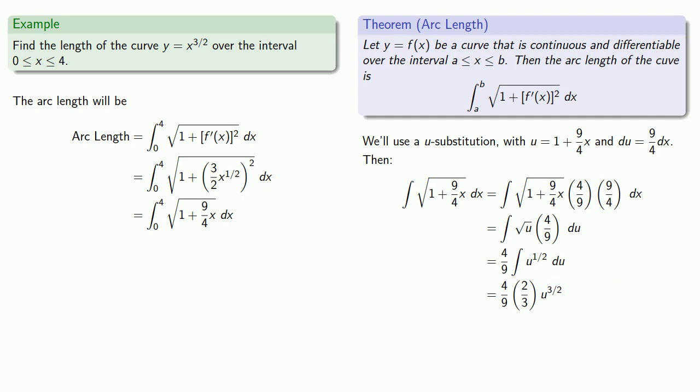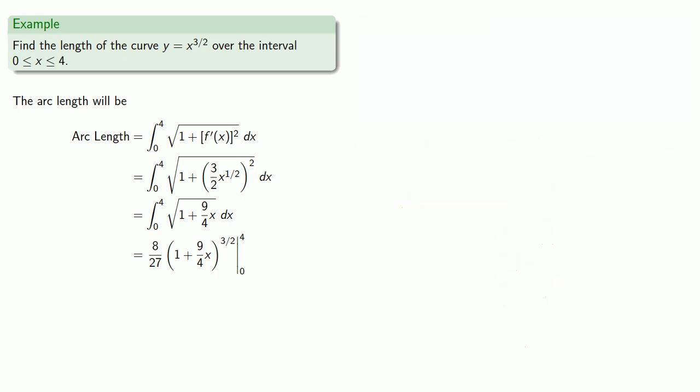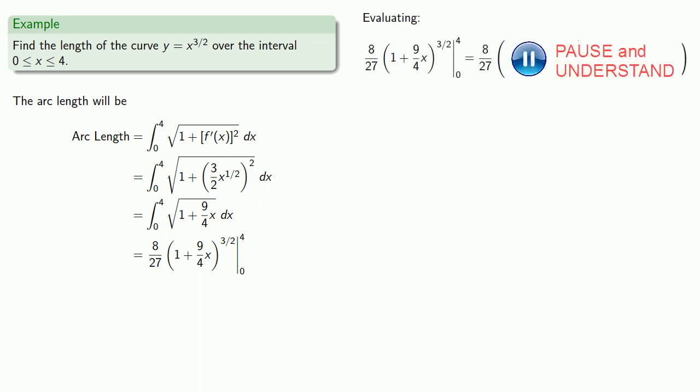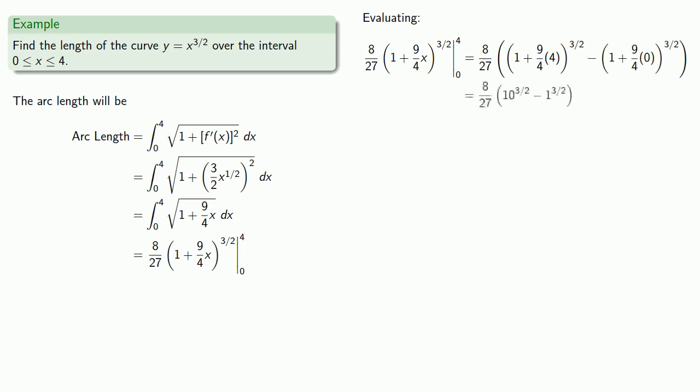Putting everything back where we found it gives us the function we'll need to evaluate. Since everything is multiplied by 8/27, we'll remove it as a common factor. So we need to evaluate our function at 4 and at 0. And while this is a perfectly good answer, we'll rewrite this without the fractional exponents because we can.